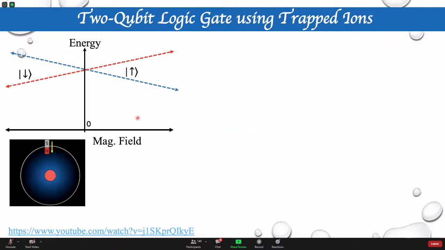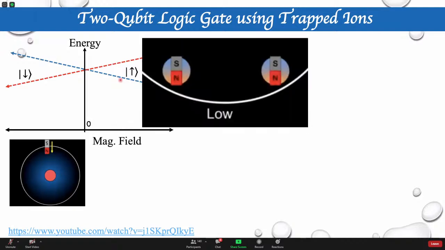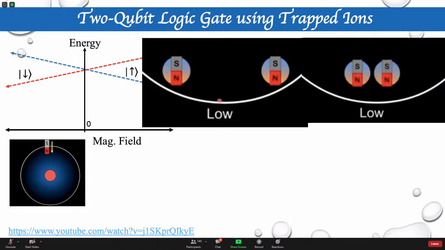Instead of this kind of linear magnetic field, let us put the magnetic field like a bowl shape. So this is the bottom strength of the magnetic field, and as you go away from this bottom part, your magnetic field increases. Now, if you have a spin down, what would happen? Since ions having a spin down prefer to go to lower magnetic field regions, both the ions would prefer to go to the bottom positions. You will see that over time they'll come close to each other.